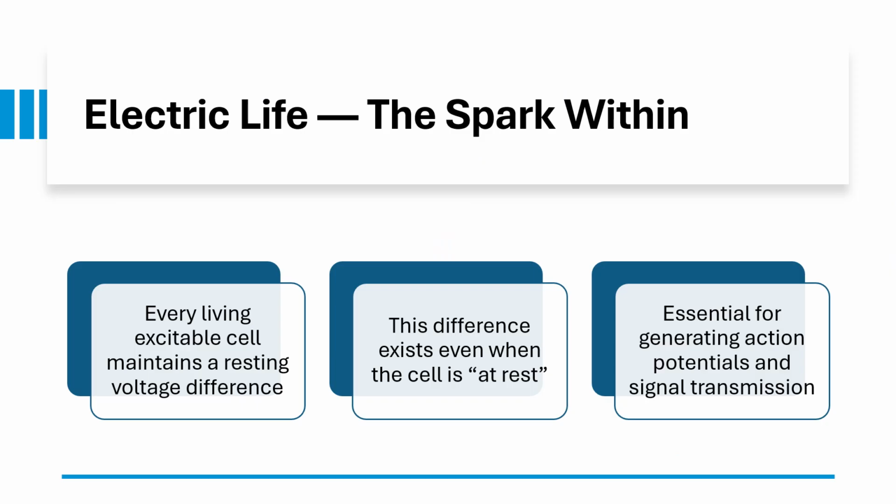Every excitable cell, whether it's a neuron, cardiac fiber, or skeletal muscle, maintains a resting voltage difference across its plasma membrane, the resting membrane potential. Quiet electrical tension sustained by selective ion movements and membrane properties. This resting potential is the starting point for all electrical signaling in the body. Without it, action potentials couldn't be generated. Muscles couldn't contract, and the neurons couldn't transmit information. On the next slide, we'll define this resting membrane potential more precisely.